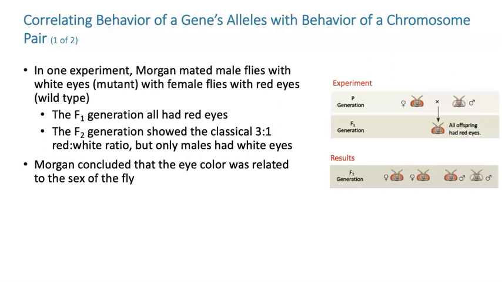On the other hand, if you look at the F2 generation, you can see that 3-to-1 ratio that we were absolutely expecting from a cross, with the dominant being red and recessive being white. But here's really important: only males had white eyes. This is a huge deal. It's a mind-blowing idea. How could it be that only males had white eyes? And so what Morgan concluded is that eye color is related to the sex of the fly.